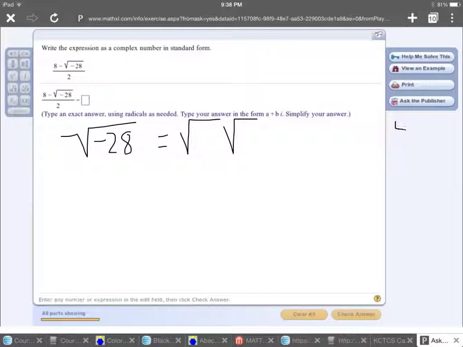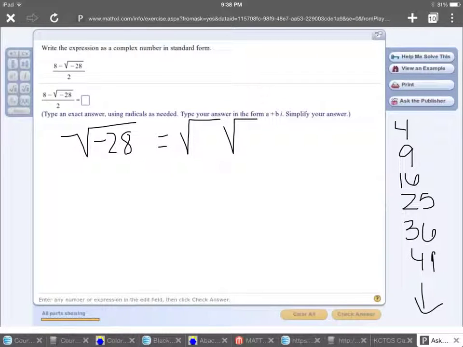They're 4, since that's 2 squared, 9, which is 3 squared, 16, which is 4 squared, 25, which is 5 squared, 36, 49, and so on. Those are the perfect square numbers. Now I want to use one of these numbers to make my product. So the only one that will divide evenly into 28 is 4. So I want to make 4 times 7.